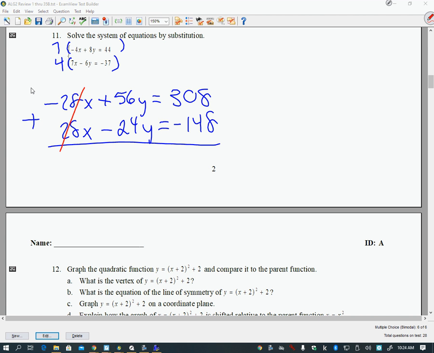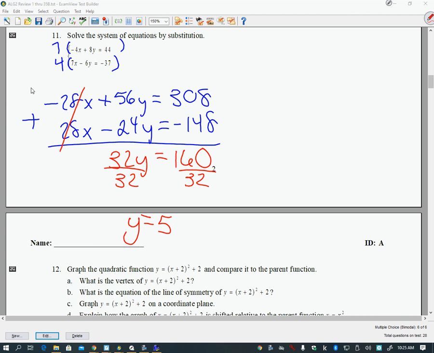All right, now I have 56 minus 24. What's 56 minus 24? 32y. What's 308 minus 148? 160. Okay. What's 160 divided by 32? 5. Okay, so y equals 5.